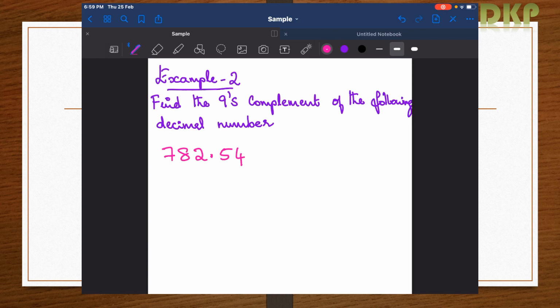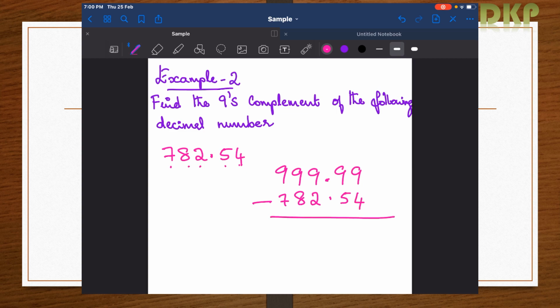Another example. Find the nines complement of the following decimal number 782.54. This is very simple. It is similar to the previous one itself. What you have to do is subtract each digit. How many digits are there before the decimal? 3 digits. 1, 2, 3. And after the decimal, 2 digits. So I have written here 999 with a decimal point, then 99, minus 782.54. Now you have to subtract this.